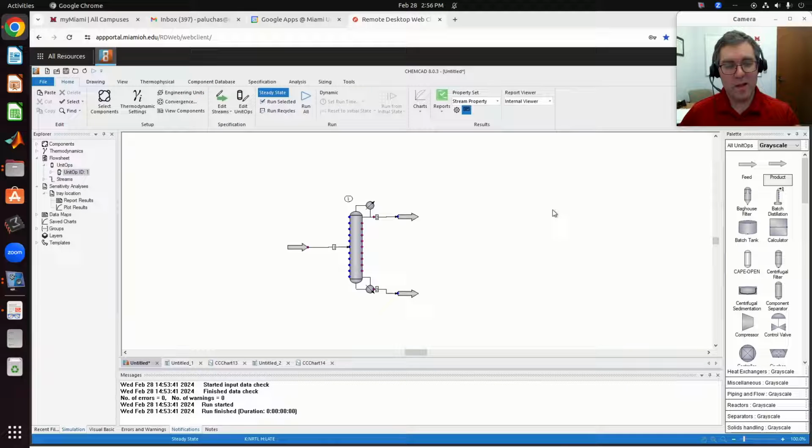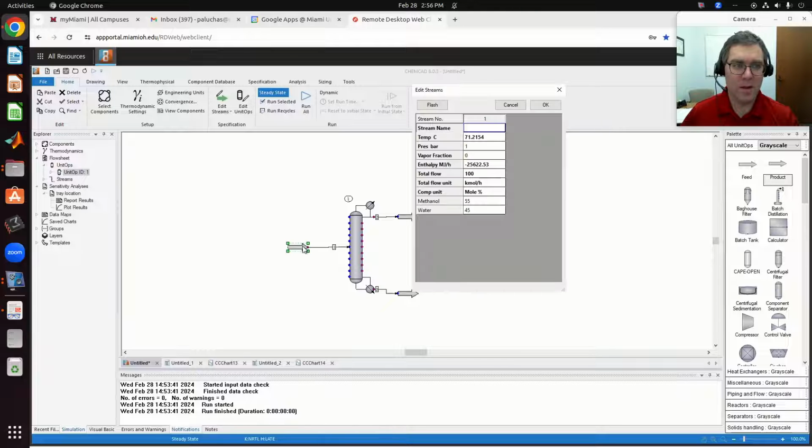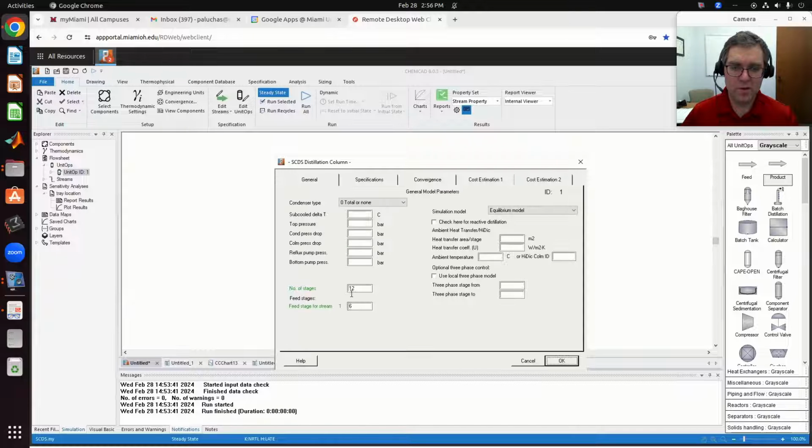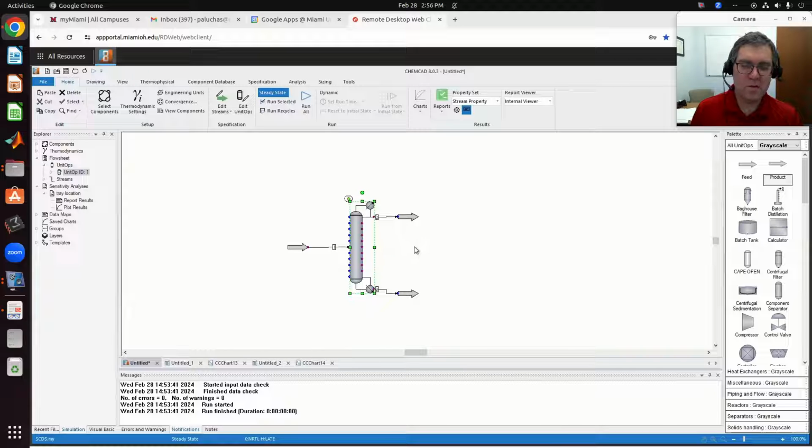All right, so building upon the last video, we ran a basic simulation. This was an SCDS column in which we had a feed of methanol and water, so it's 55% water. And we sent it to a distillation column with 12 stages. That 12 stages includes the total condenser and the partial reboiler, so 10 trays plus a total condenser and partial reboiler. We played around with this, and that was great.